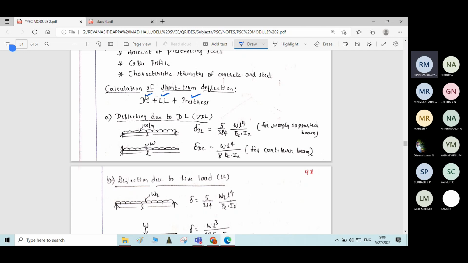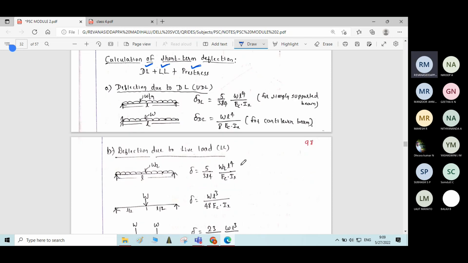Now we will see how to find deflection due to dead load, how to find deflection due to live load, how to find deflection due to pre-stress. So all of you listen carefully, understand it clearly, students, because the same procedure we will be following for solving the problems. First we will discuss deflection due to dead load. How to find deflection due to dead load? Dead load means self weight of the beam.